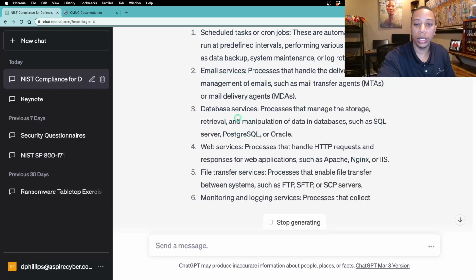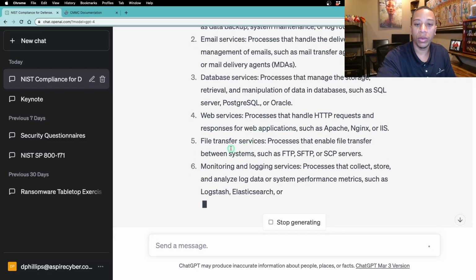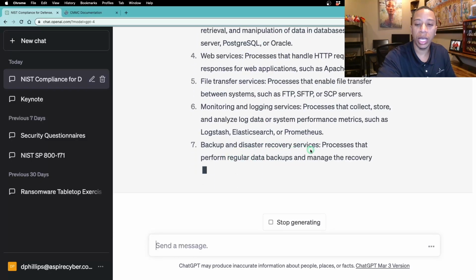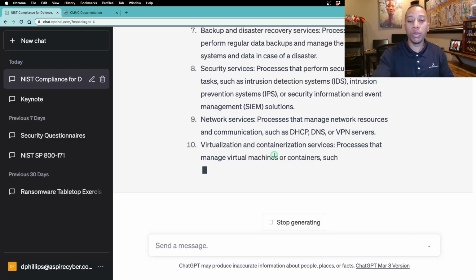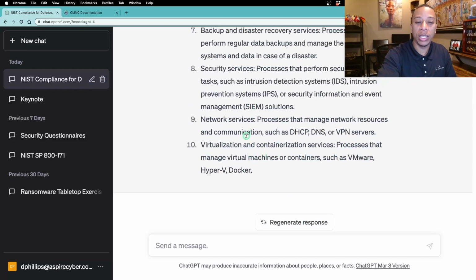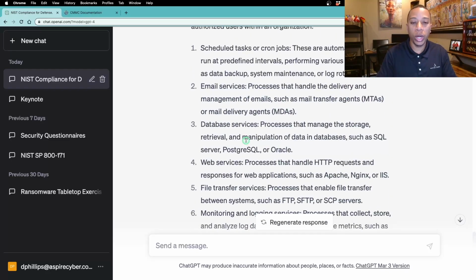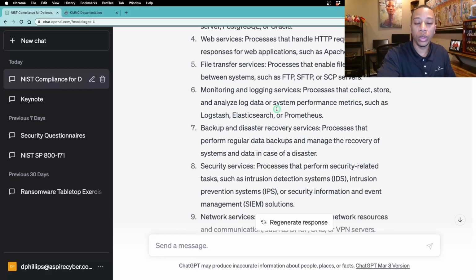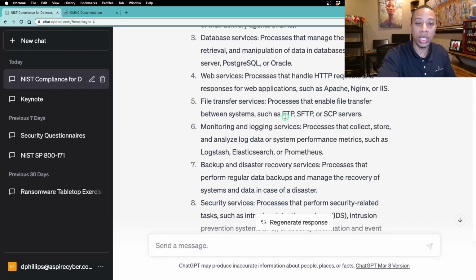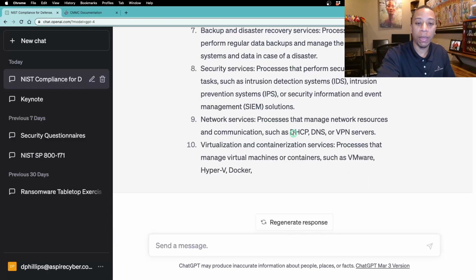Email services, we've got the database, web services, file transfer, backup, and disaster recovery services. This gives you more context when it's referring to the automated processes. So in your organization, you'll need to identify all of the processes that occur on the in-scope systems. For this level 1 practice, we're referring to systems that process, store, or transmit federal contract information. And once we identify those processes, we need to make sure that those processes are associated to a specific user. We need to be able to track it.